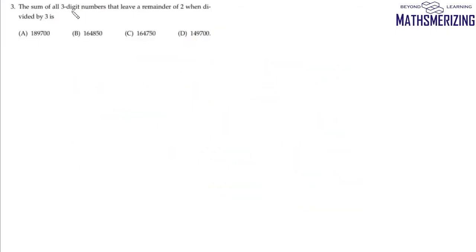Now here the question is, we need to find the sum of all 3-digit numbers that leave a remainder of 2 when divided by 3. So we know that 3-digit numbers start with 100 and go all the way up to 999. Now the first number that leaves remainder 2 when divided by 3 will be 101. The next number will be 101 plus 3, so it will be 104, 107, and finally this series will go up to 998.